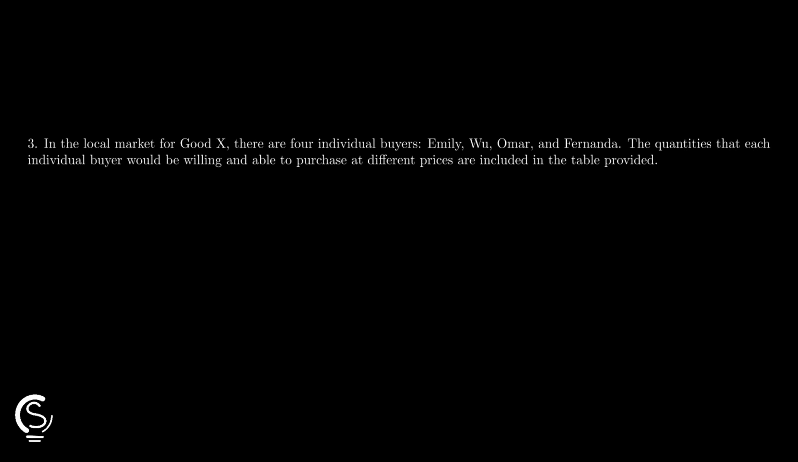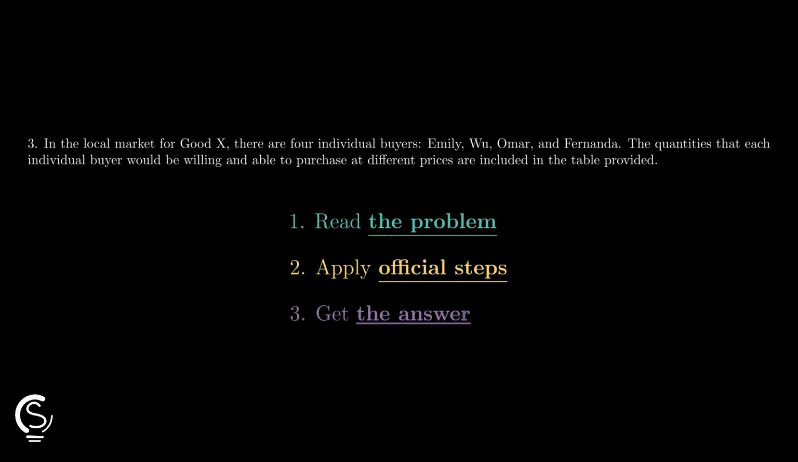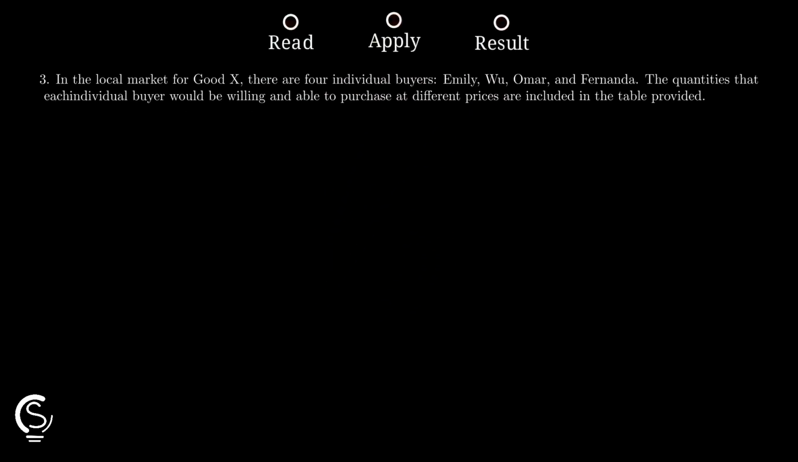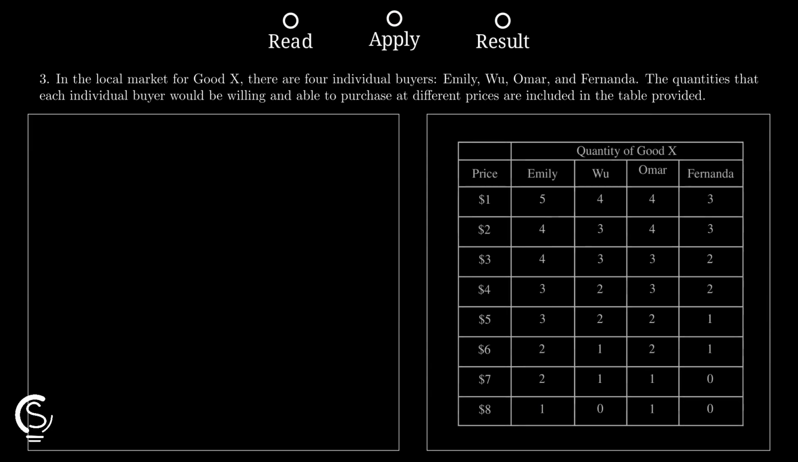In the local market for good X, the equilibrium quantity at a price of $5 is found by adding the amounts each buyer wants to buy: 3 plus 2 plus 2 plus 2 plus 1 equals 8 units. A labeled graph shows a flat supply curve at $5 for elastic supply and a downward-sloping demand intersecting at a quantity of 8.